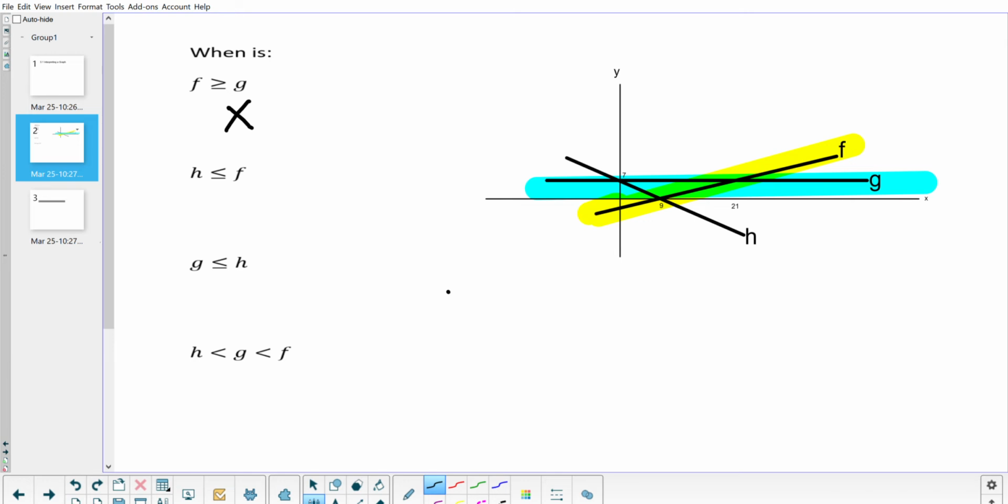Okay, so our answer would be when x is greater than or equal to 21, because at 21, f and g are the exact same height. They're intersecting, so they're the exact same height. But then when you go greater than 21, that's when f is greater than g.